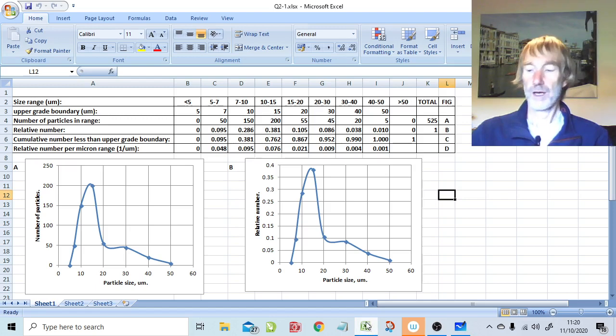Here we go. So here is our spreadsheet. Let's see that I'm not in the way, so I can carry on.